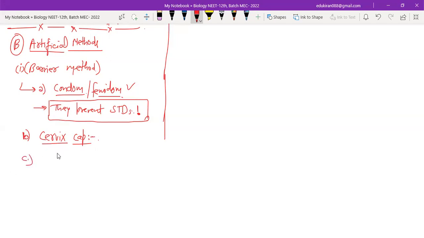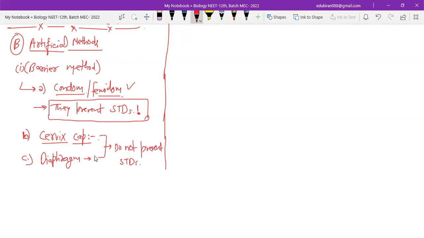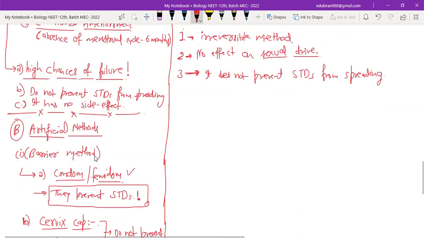Apart from cervix cap, there are things like diaphragm. Diaphragm is again, it's not like a cap, it's like a membrane, again covering the entry of the sperm into the uterus. So both cervix cap and diaphragm are barrier methods, but do not prevent STD. Make sense?